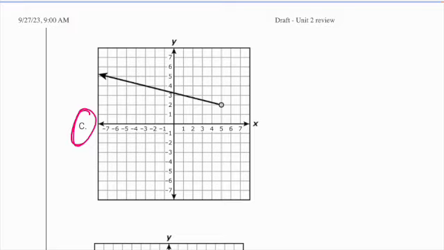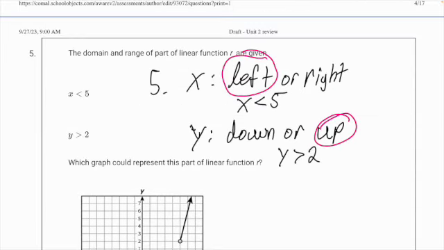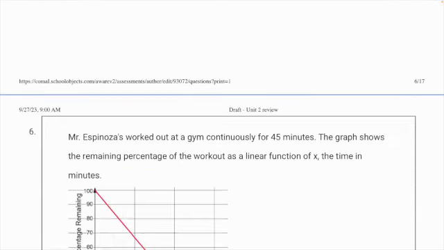So guys, keep that in mind. Make sure you go ahead and mark that answer. C for number 5. Let's keep going.